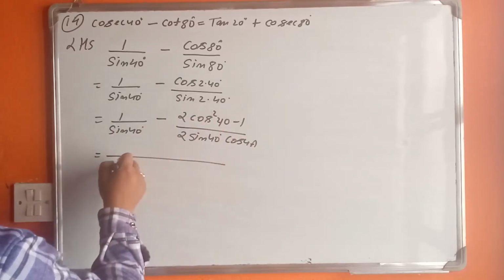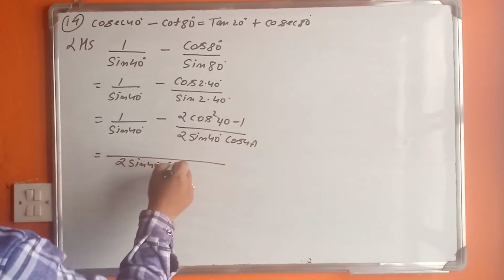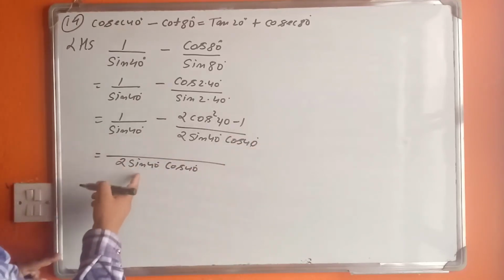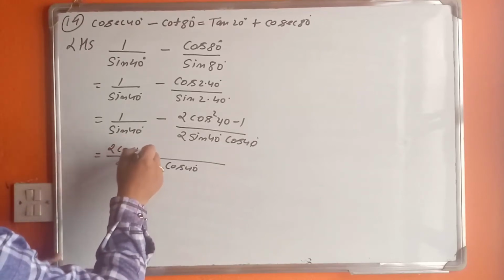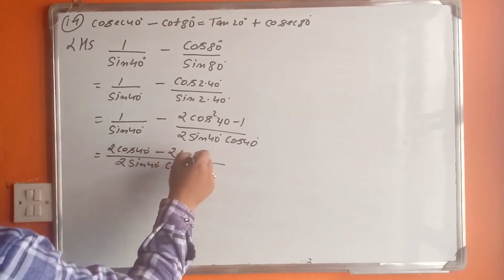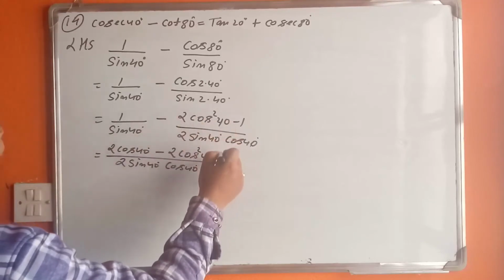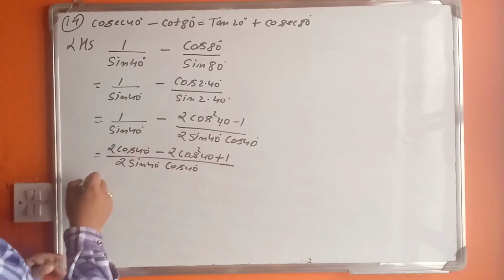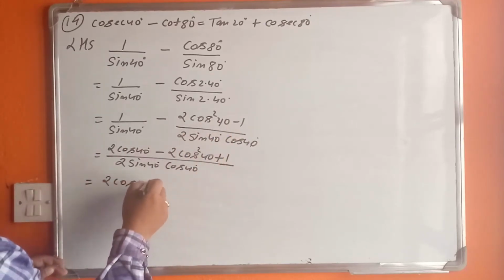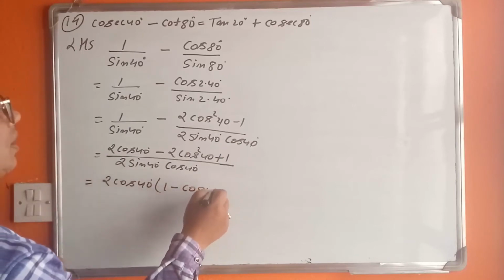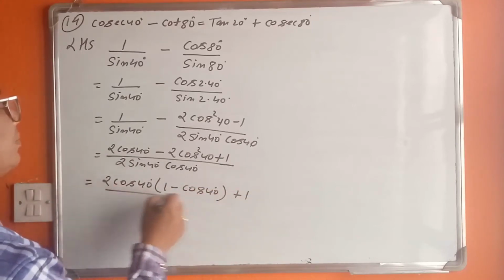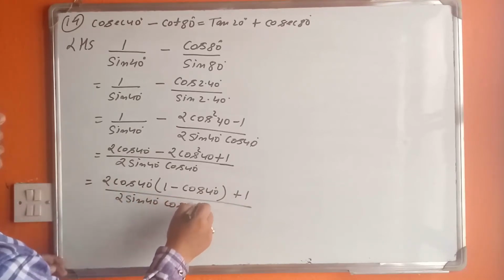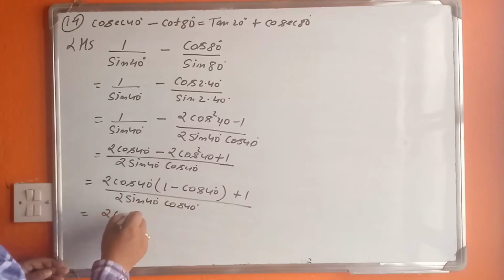Take the LCM: 2 sin 40 degree cos 40 degree. Now sin 40 is there, 2 cos 40 degree is not there. Here everything is there, so 2 cos square 40 degree, minus minus plus, because of this one I am doing this question again. Minus minus plus. Now take common: 2 cos 40 degree is common. Remaining is 1 minus cos 40 degree plus 1 by 2 sin 40 degree cos 40 degree. Now 2 cos 40 degree as it is.